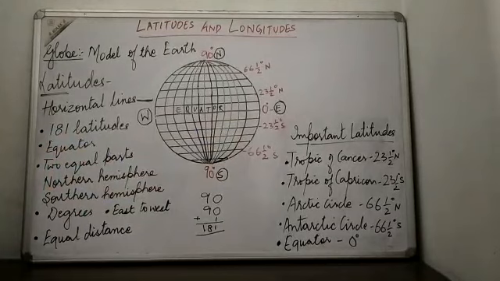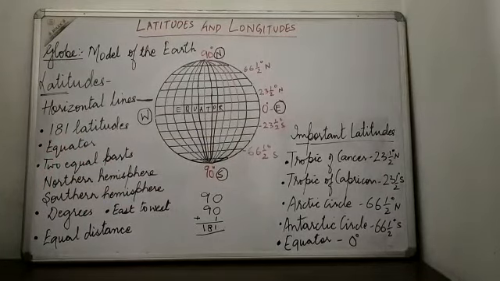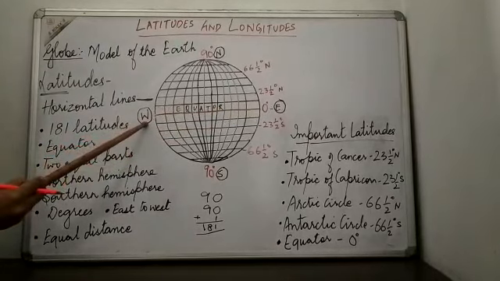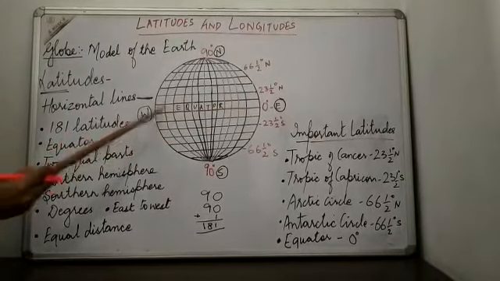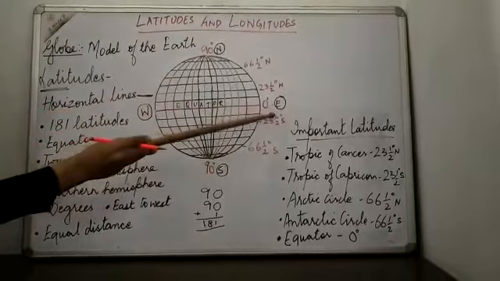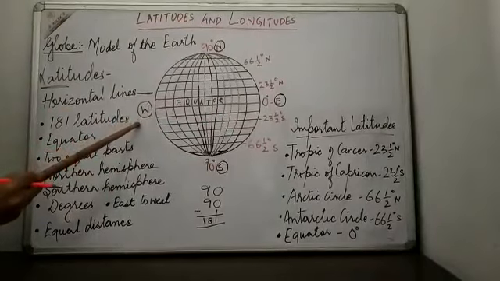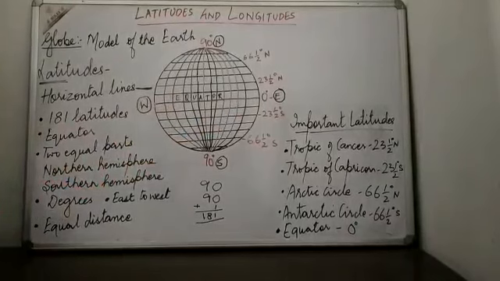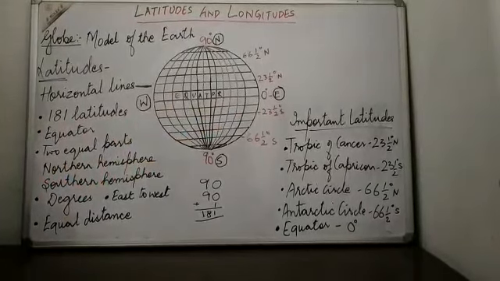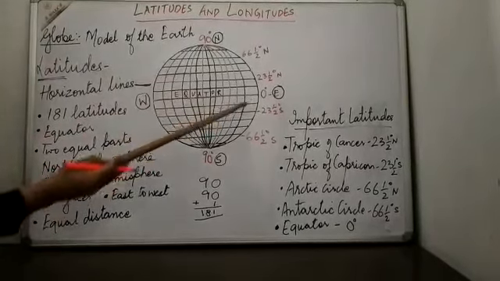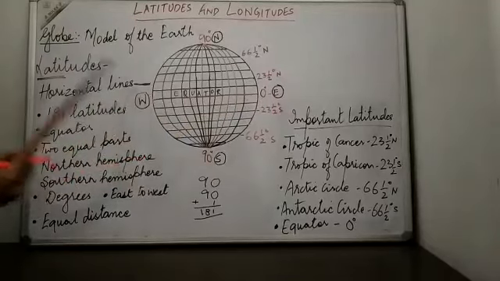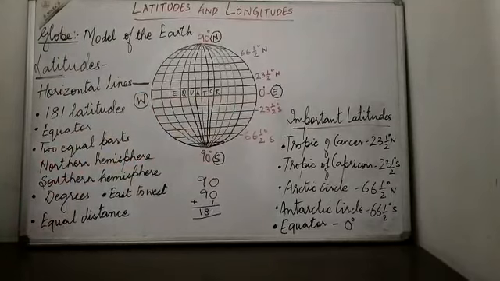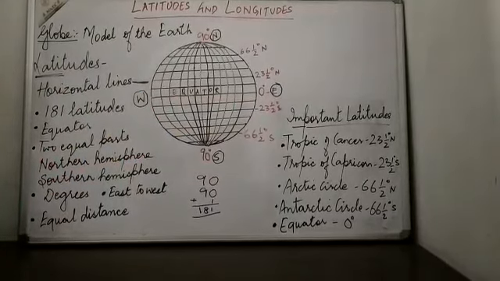Now these latitudes run from east to west direction, means from here to here. I've already marked the directions here: north, south, east and west. Right? Now they move from east to west. As the sun also rises from east to west, it's easy to learn that they also run from east to west. Next, these latitudes are at equal distance.